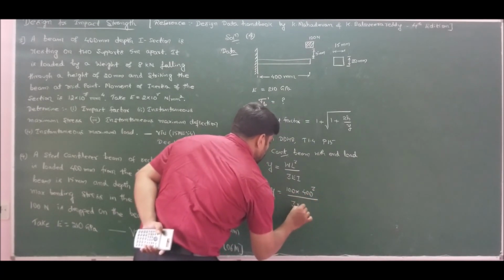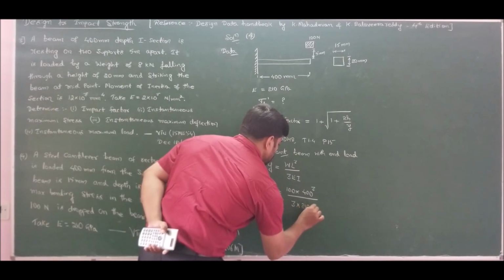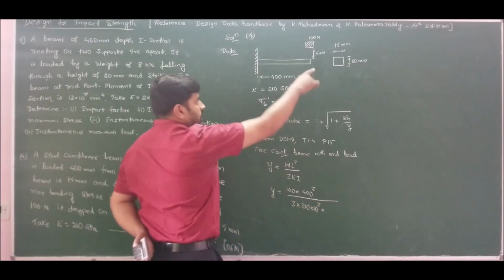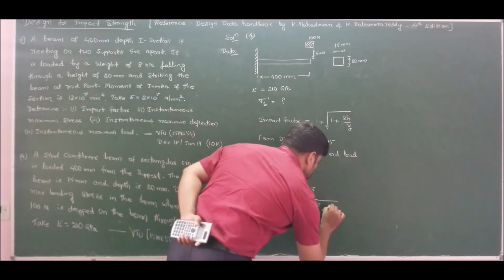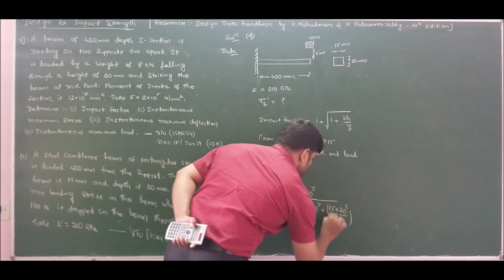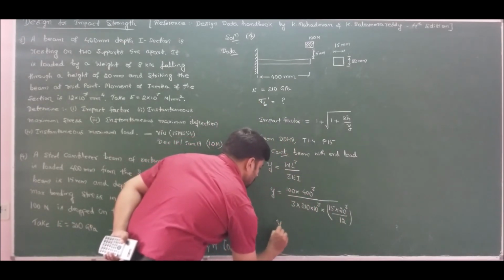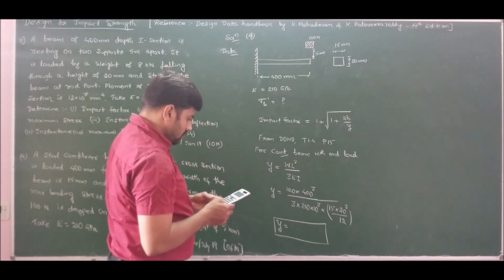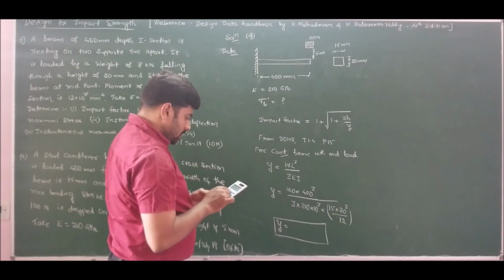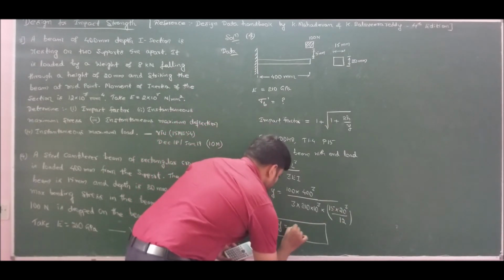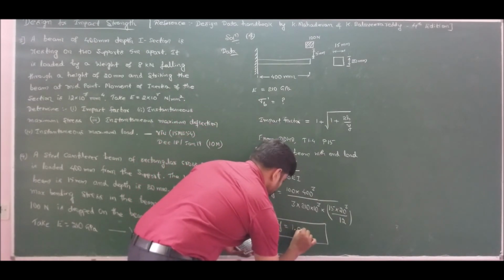cube by 3 into E, which is 210 into 10 to the power of 3 megapascals, into moment of inertia for a rectangular cross section, BD cube by 12. So B is 15, D is 20, BD cube by 12 is the area moment of inertia for a rectangular cross section. So therefore, static deflection for the given problem will be 100 into 400 cube, FL cube by 3E. So static deflection is 1.0159 millimeters.